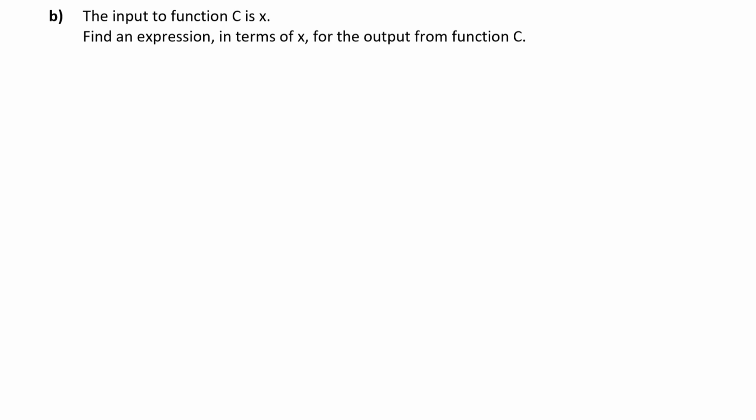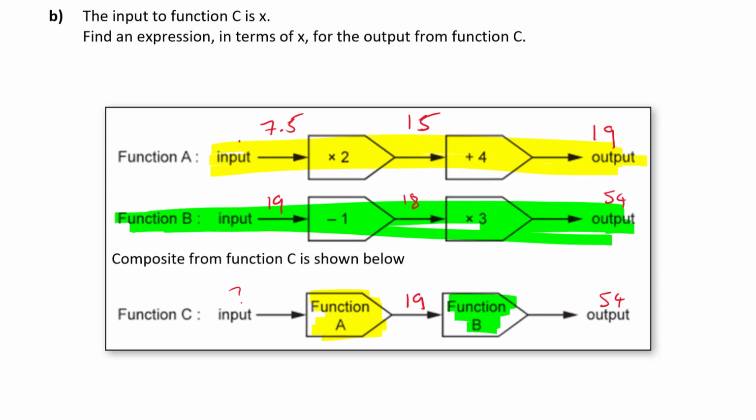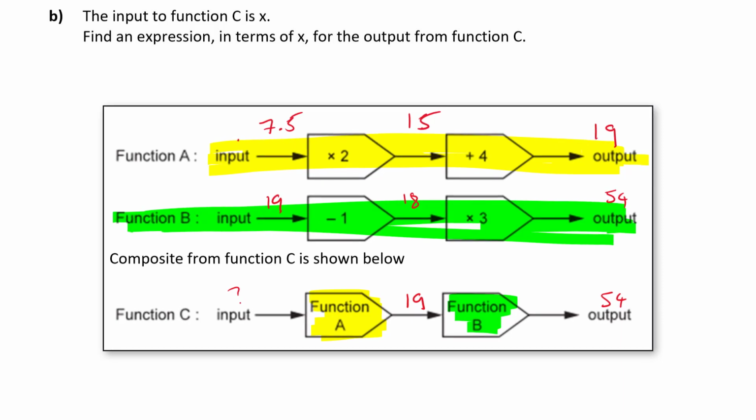Part B says the input to function C is x. Find the expression in terms of x for the output from function C. Okay, so going back to our functions that we had earlier. Now, what we're saying is if I feed x into this function, what do I have come out the other side on y? That's going to be my output there. What is that value? Well, if I put x into function C, it's going to be fed through function A first.